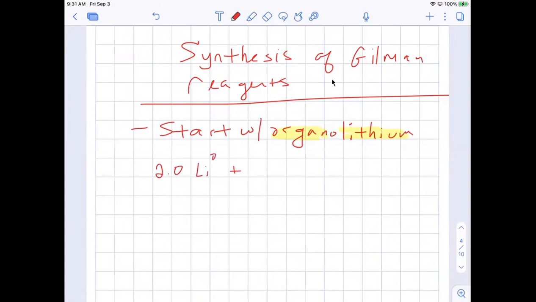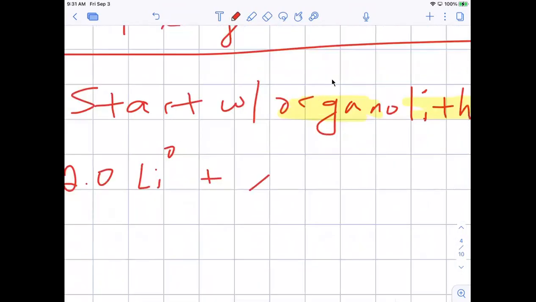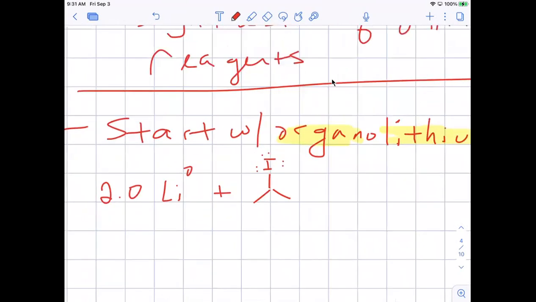And then you react that with some alkyl halide. Let's stick with the same alkyl halide. Similar mechanism also, but lithium has only 1 electron. That's why you need 2 equivalents of lithium, because one of those electrons is going to be donated to facilitate the C-I bond cleavage, and then the other one will be donated to make the lithium-carbon bond.